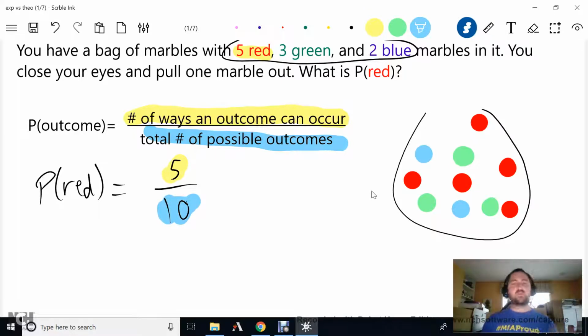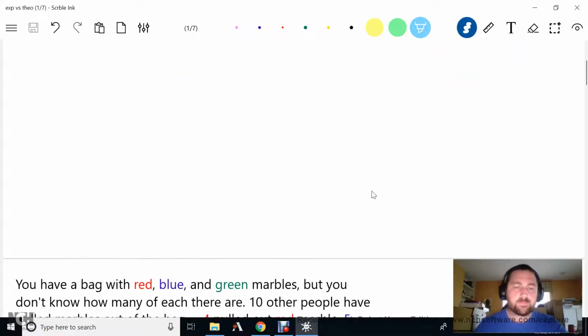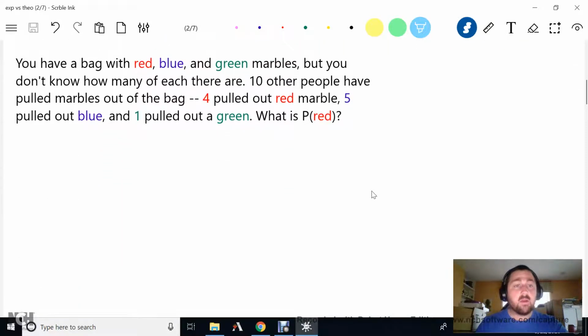We've done this a bunch of times. We're looking at the number of ways an outcome can occur and the total number of outcomes. But not all scenarios work this way, both in math class and in real life. Sometimes you don't know the total number of possible outcomes of something. Let me give you an example. You have a bag with red, blue, and green marbles, but you don't know how many of each there are. So not only do you not know how many red marbles there are, you don't know how many total marbles there are, and you're not supposed to look at the bag and count. So what can you do?